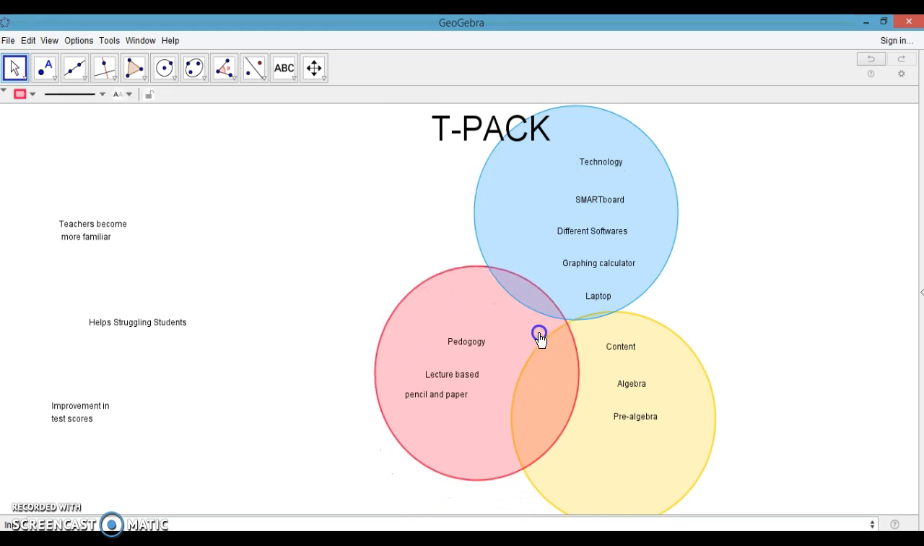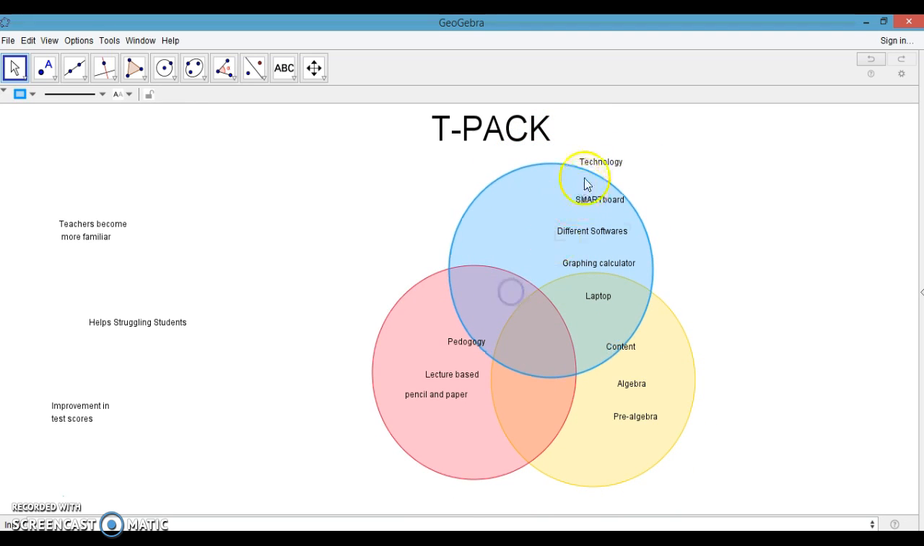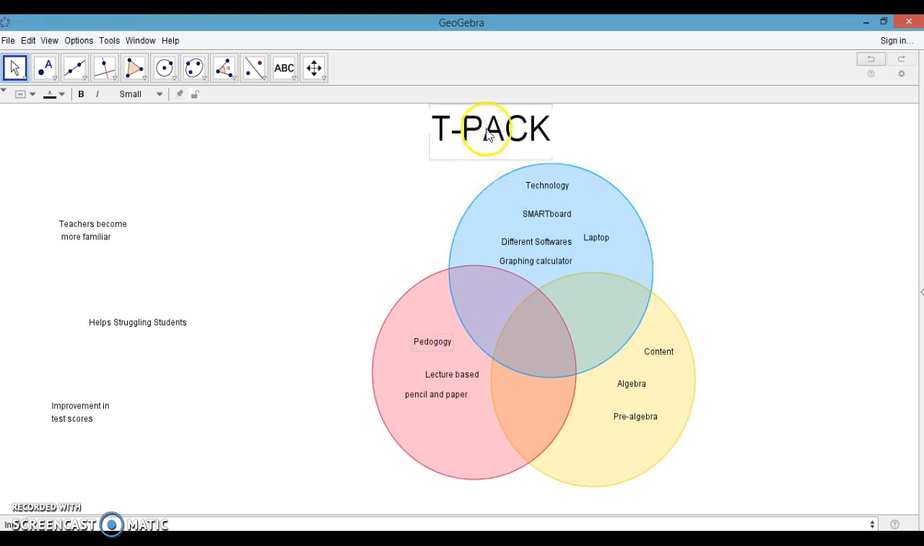which then leads us to this nifty little trick. When we combine all of them, okay? So when we combine technology, content, and pedagogy, which is what TPAC is, all of my articles came to pretty similar conclusions. Struggling students, or even students that weren't struggling, were helped. They improved when all three of these were intertwined. There was an improvement in test scores.